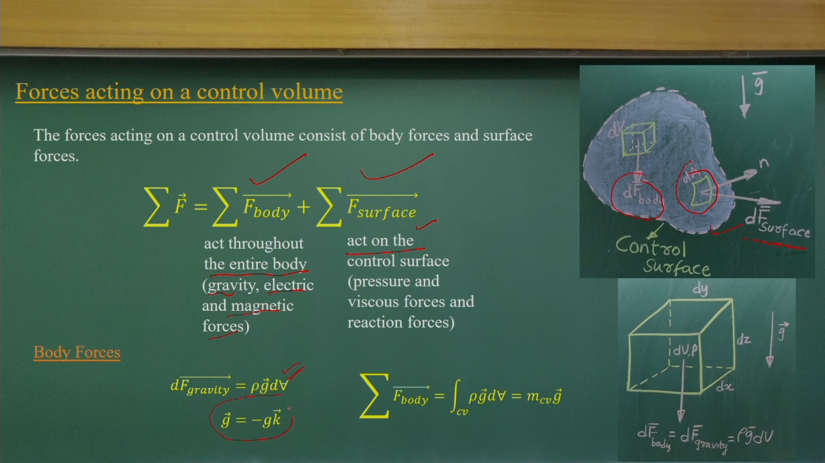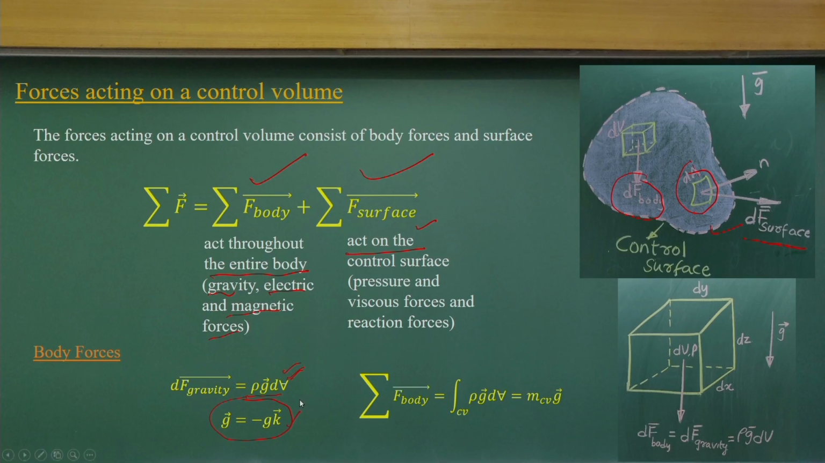Here, g is a vector quantity that can be in any direction, but you can align it. If y is in the upward direction, then you can use the k notation to define the g vector components.